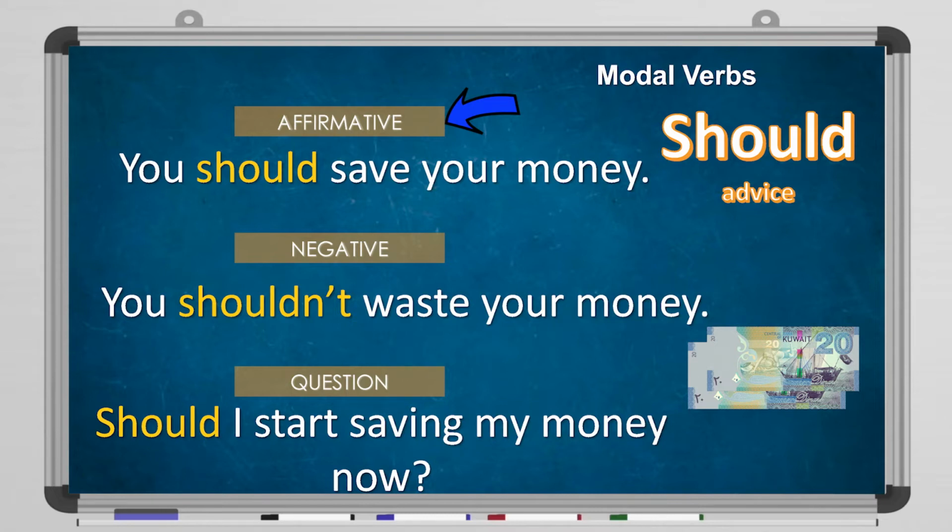You should save your money. Pay attention to the verb, it's in the infinitive. The negative form is, you shouldn't waste your money. Shouldn't waste. The verb coming after shouldn't is in the infinitive.